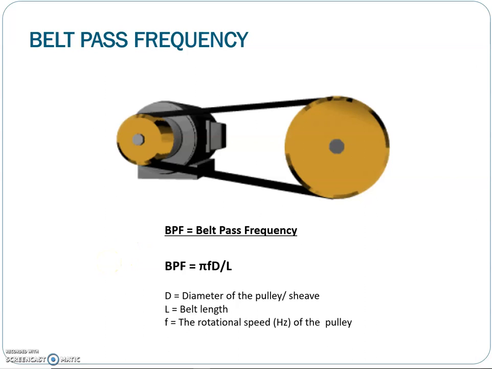Lastly, machinery which utilizes a belt pulley system is usually exposed to another fault associated with the belting. It is related to the belt pass frequency, BPF. The belt pass frequency can be determined by the following equation: pi times F times D over L, in which D is the diameter of the pulley, L is the belt length, and F is the rotational speed. When there is a fault associated with the belt, this frequency component or its harmonics will be visible in the spectrums.